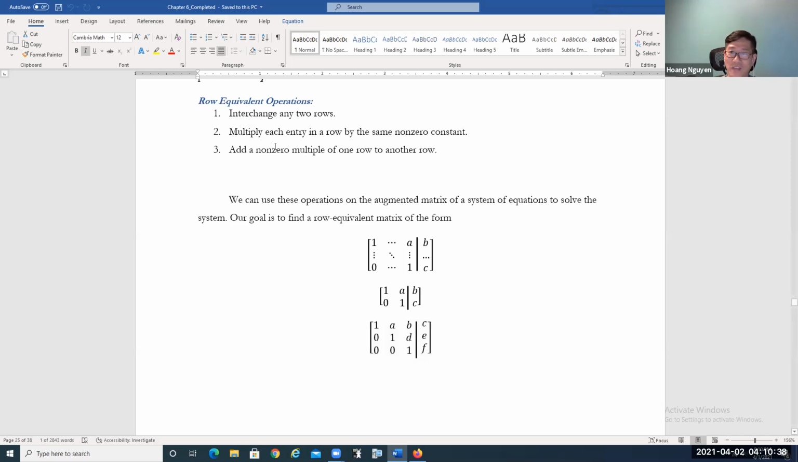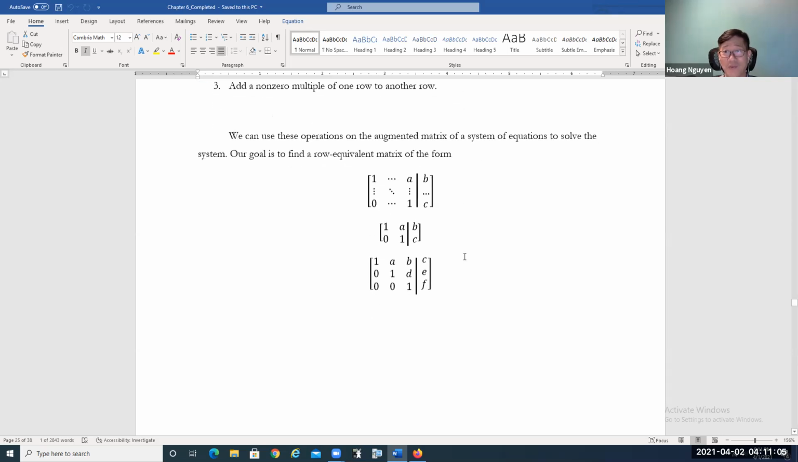Keep in mind over here, everyone, the row equivalence operations: interchange any 2 rows, multiply each entry in a row by the same non-zero constant, add a non-zero multiple of one row to another row. You might need to use a calculator to double check your work to make sure that we have the answer right.